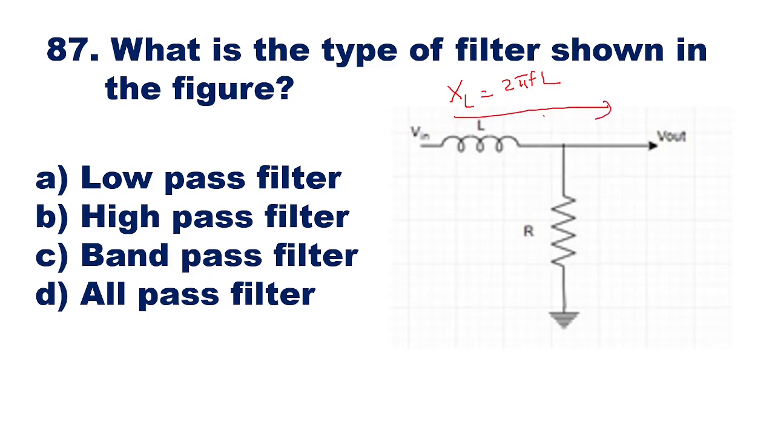So you are going to pass low frequencies here, and because it passes low frequencies, it is going to be a low pass filter. It blocks high frequencies, because as the frequency increases, the reactance of the inductor increases, and therefore it passes only the low frequencies and acts as a low pass filter. So option A, low pass filter, is the right answer here.